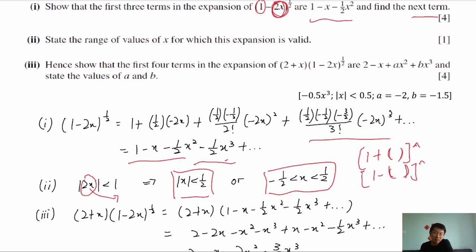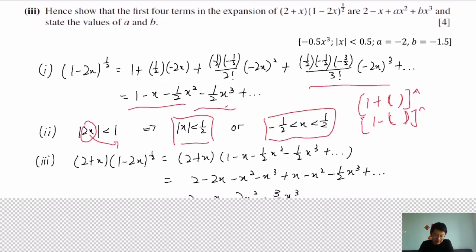Okay, so that would be for part 2, and we have got a part 3. Hence show that the first 4 terms of this expansion are given by this form, and we need to find the values for the a and b in this case. So basically it's by expansion, expand all the terms from there.